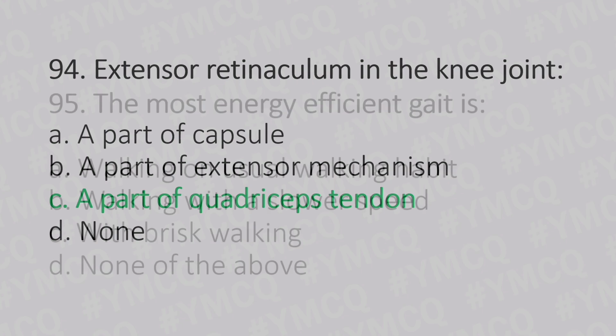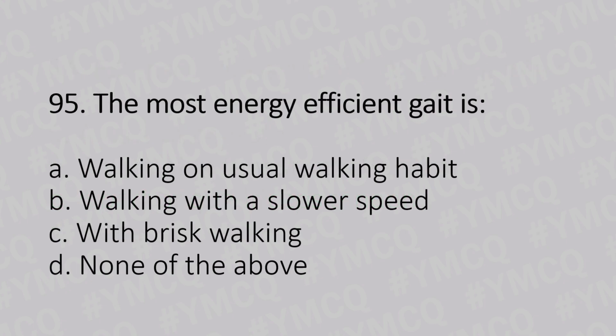Moving to our 95th question. The most energy efficient gait is option A, walking at usual walking habit. Option B, walking with a slower speed. Option C, walking with a brisk walk. Option D, none of the above. And the answer is option C, with brisk walk.